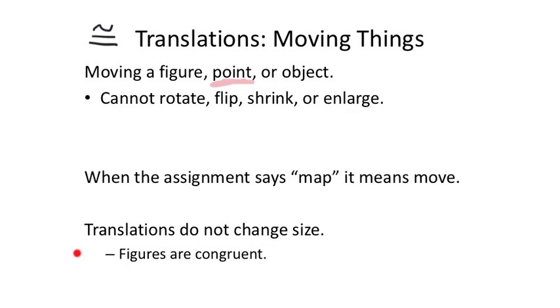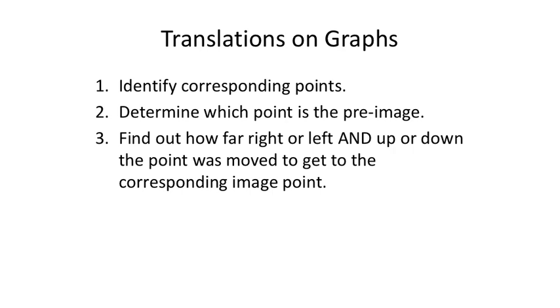So translations do not change size, so we already went over this. This is the congruence part right there. So yeah, we're just taking the shape and moving it. That's it. So the first way that they're going to want us to do this is to translate on a graph. So they're going to have both a pre-image and an image for us. And then we have to identify on the pre-image and the image corresponding points. And really only one set of corresponding points will do, because all the points on the shape are going to be moved exactly the same way.